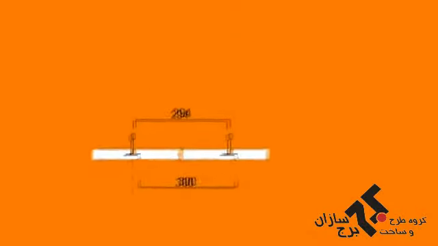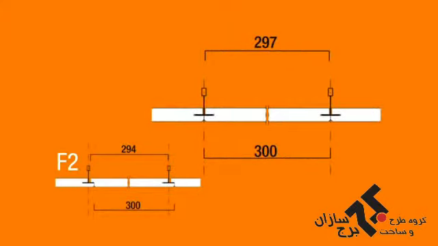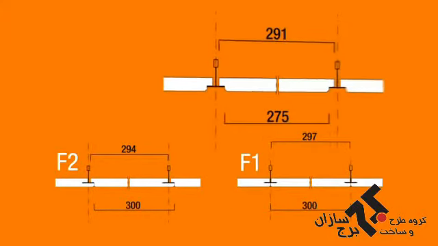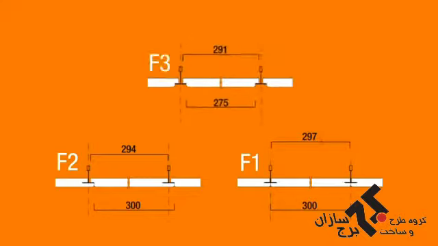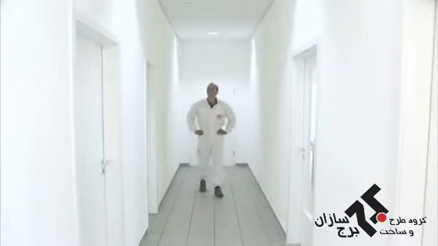As well as the demountable tiles of the system type F2, system type F1 with a concealed long edge and system type F3 with a recessed long edge are also available. There is nothing to stand in the way of a perfect result.